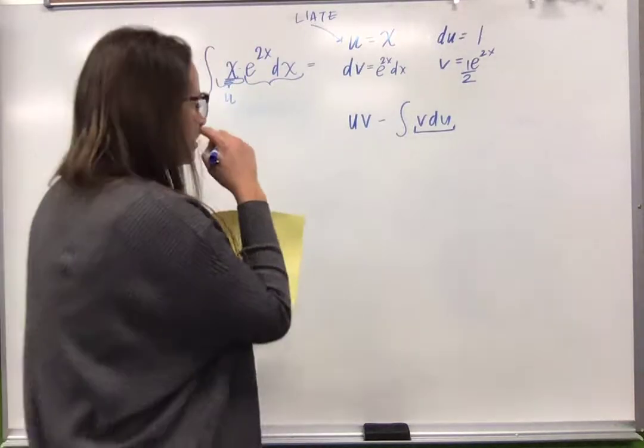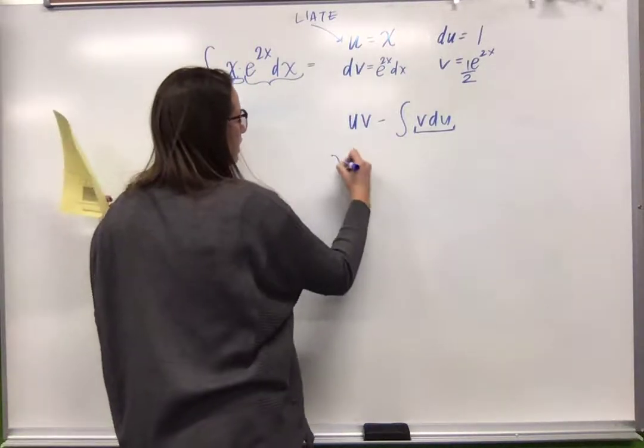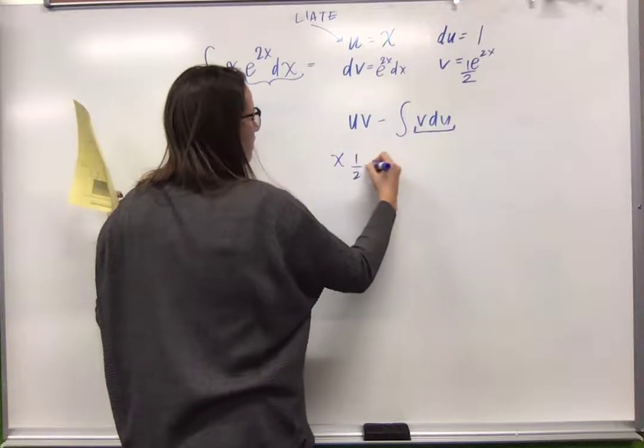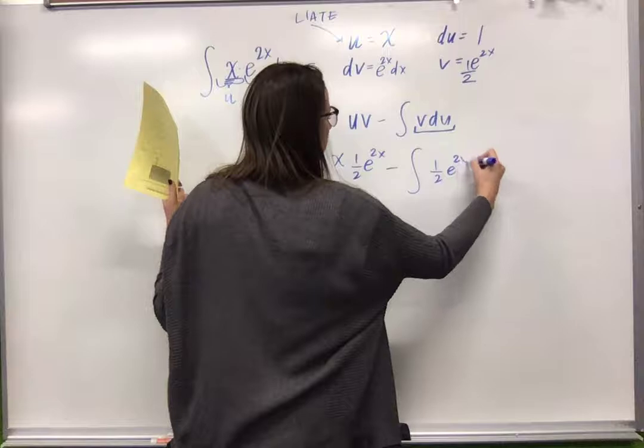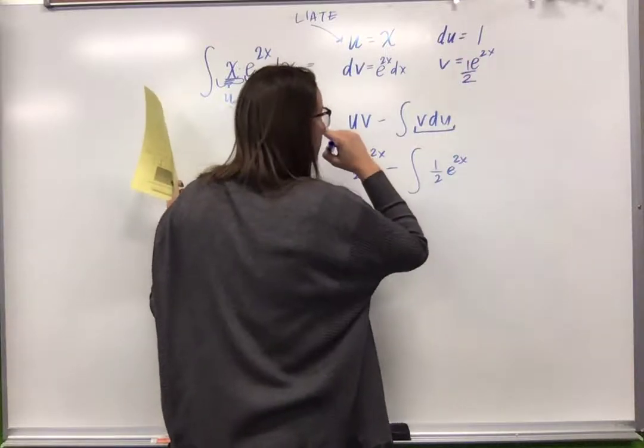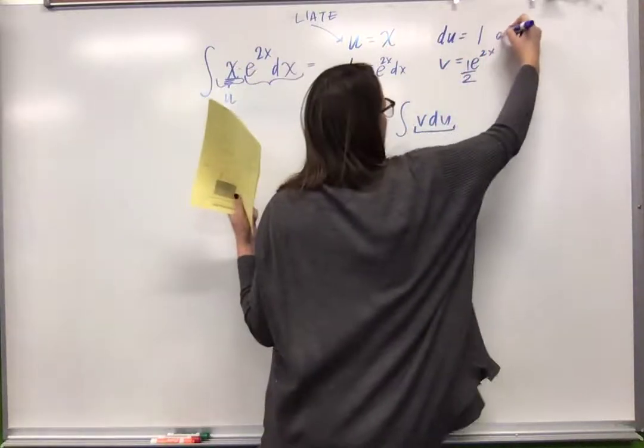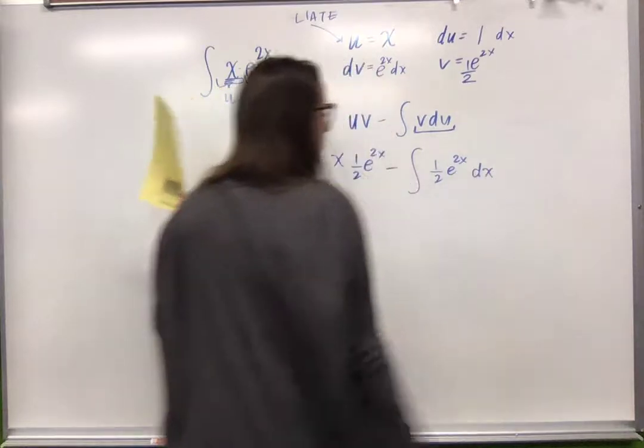Great. So then you just plug it into the equation. So uv, u is x, v is 1/2 e to the 2x, minus the integral of v, 1/2 e to the 2x, du, which is just 1. Oh, technically the integral of x was 1 dx, so we can put that on there. And that's where our dx comes in.